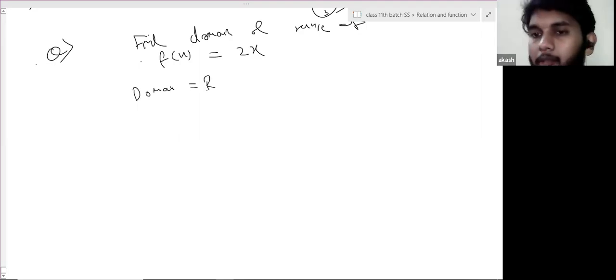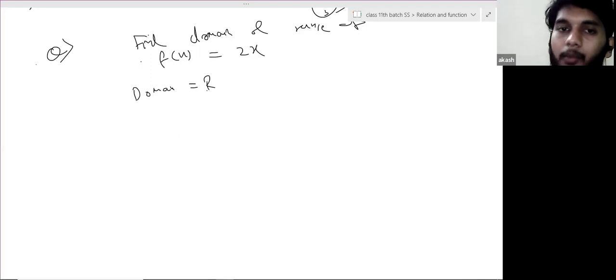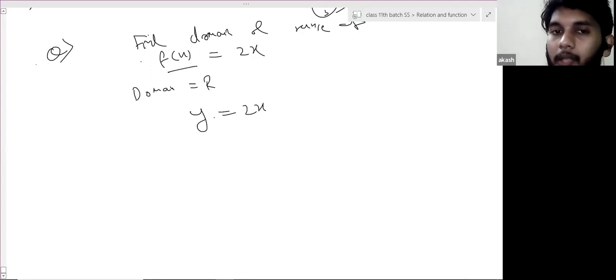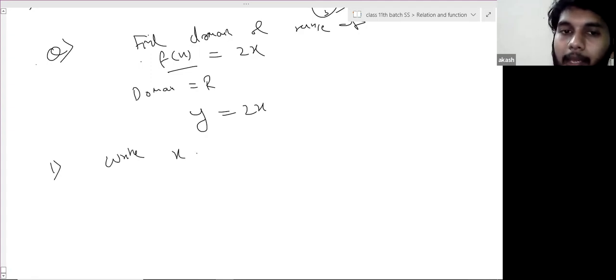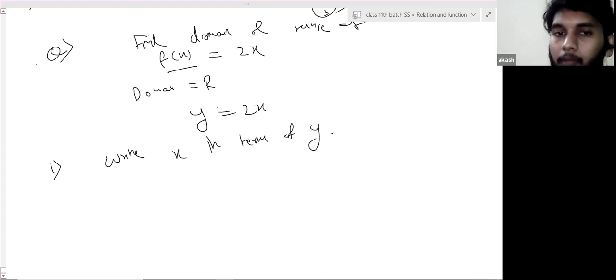So obviously we cannot look at all real numbers and find y. So what we can do here is put y equals 2x. Instead of f of x, we can write y equals 2x. Now, crucial step: write x in terms of y. Now we have y in terms of x, but we have to write x in terms of y. How can we do that? We can write 2x equals y, x equals y by 2. Yes or no?